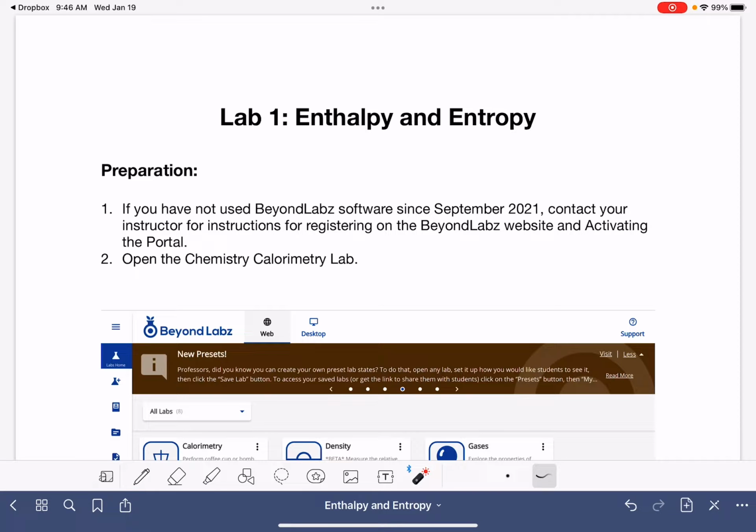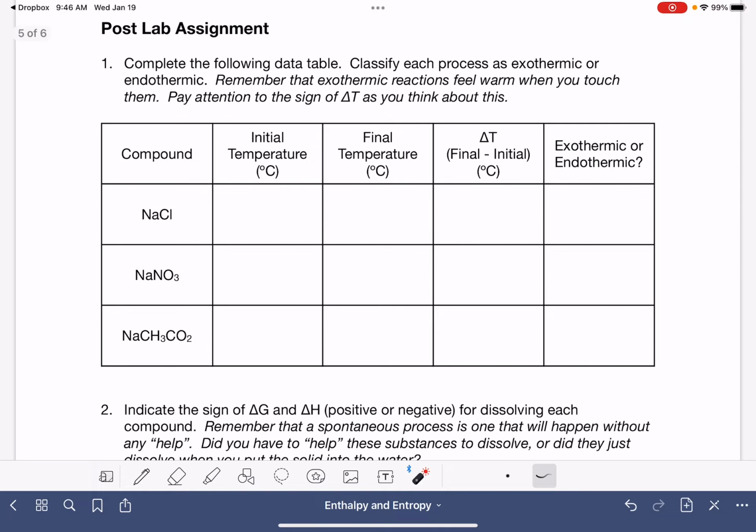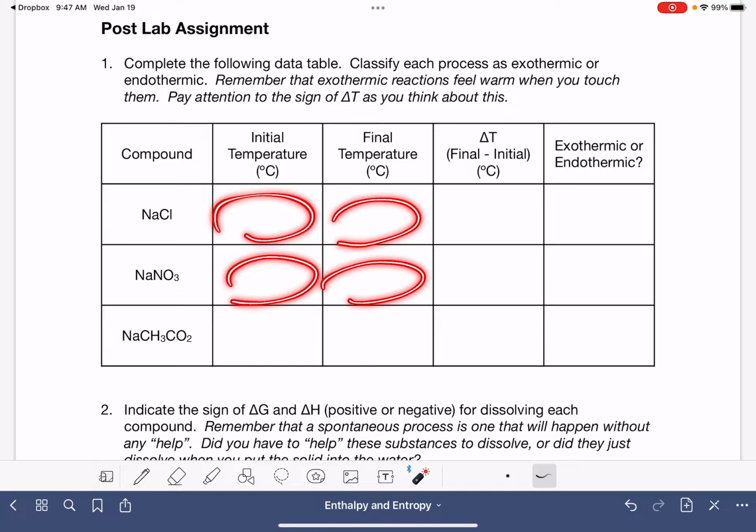In this video, I'm going to give you some tips for post-lab 1 enthalpy and entropy. In this experiment, you had 3 different solids that you dissolved in water and you monitored the temperature change during that dissolving process.